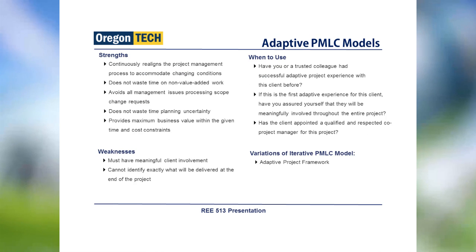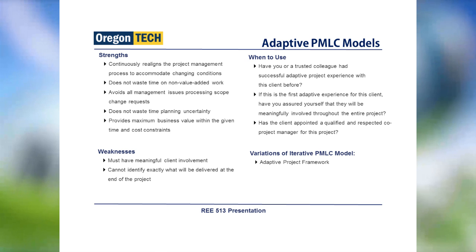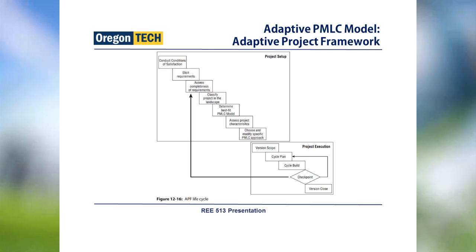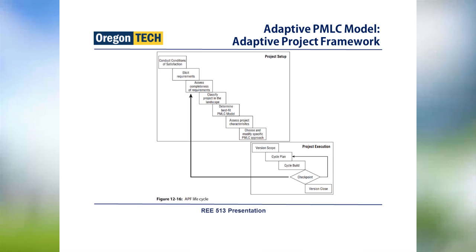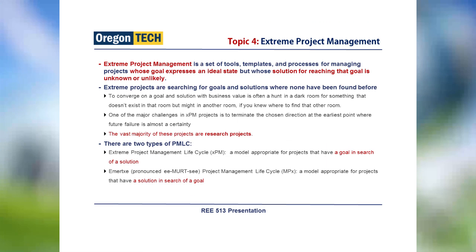Here are the strengths, weaknesses, and when to use it. You can see there's one type of model in this category, that is the adaptive project framework. The name already says it can adapt to extreme projects and agile projects. It's very powerful. Here's the explanation about the adaptive project framework. It is a very interesting one. Again, please refer to the book. I'm sorry that I'm not good enough to explain it well and give a really good example to you.